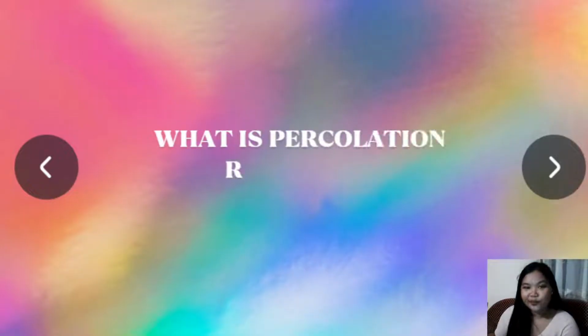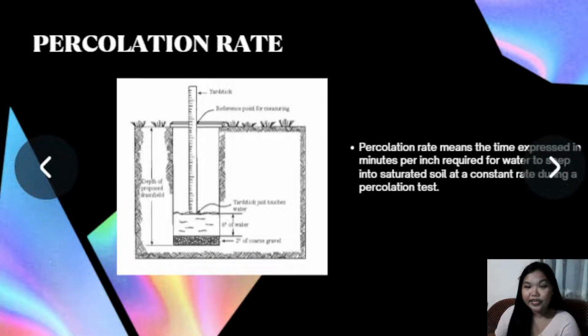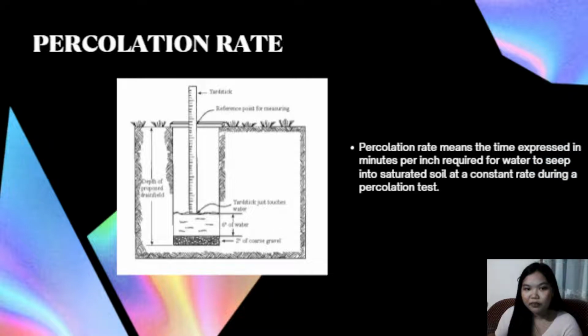So what is percolation rate? Percolation rate means the time, expressed in minutes per inch, required for water to seep into saturated soils at a constant rate during a percolation test. Basically, it is the speed of water that percolates through the geologic formation.